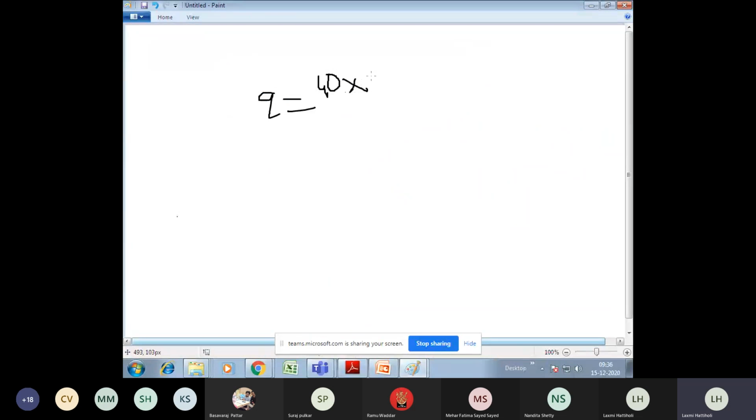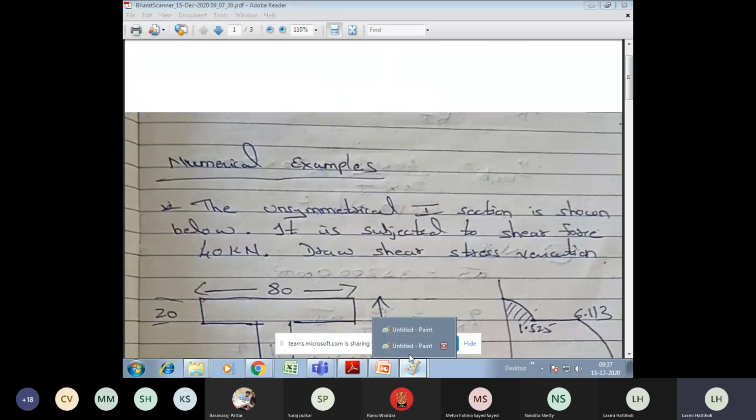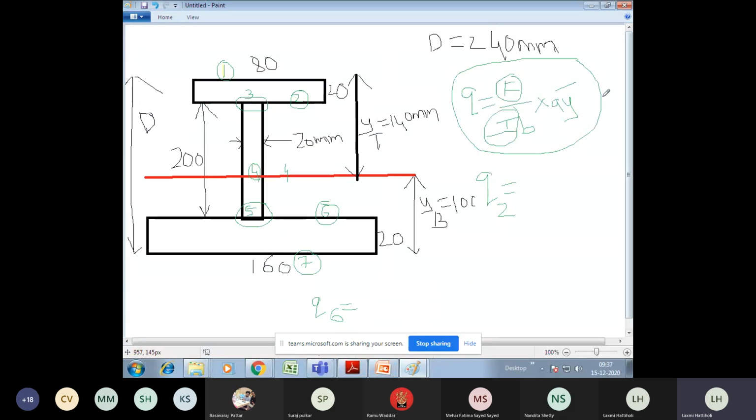So Q2 is equal to 40 into 10 raised to 3, divided by I. You just substitute. I'm calculating Q2 now. B is, as you said, 80 mm, into A into Y bar. So what is A now? That's a very important point. What is A?